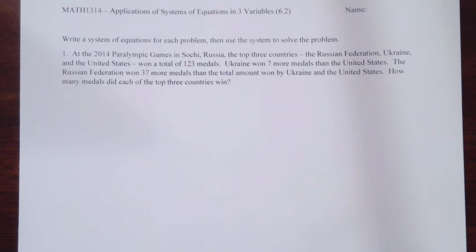So on number one, it says, at the 2014 Paralympic Games in Sochi, Russia, the top three countries, the Russian Federation, Ukraine, and the United States, won a total of 123 medals. Ukraine won 7 more medals than the United States. The Russian Federation won 37 more medals than the total amount won by Ukraine and the United States. How many medals did each of the top three countries win?